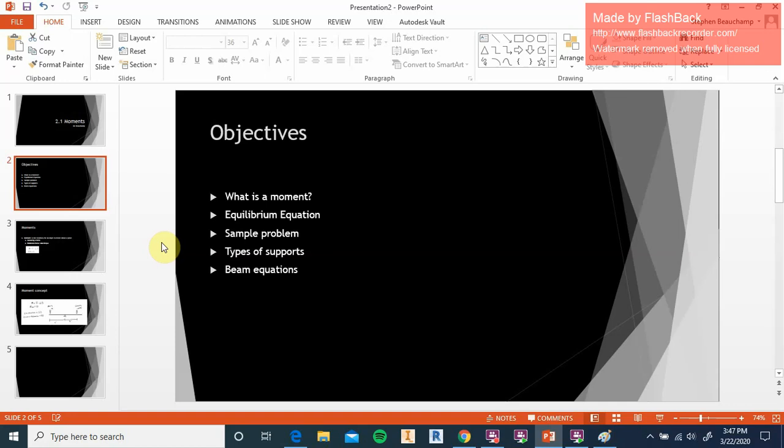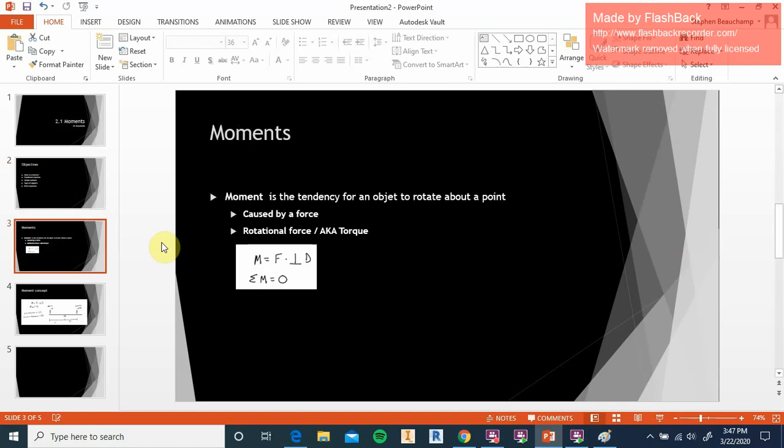And then we're going to take a look at a sample problem, some different types of supports that we're going to be using for some of our calculations, and then finally we'll get into some beam equations. We'll get some practice with that.